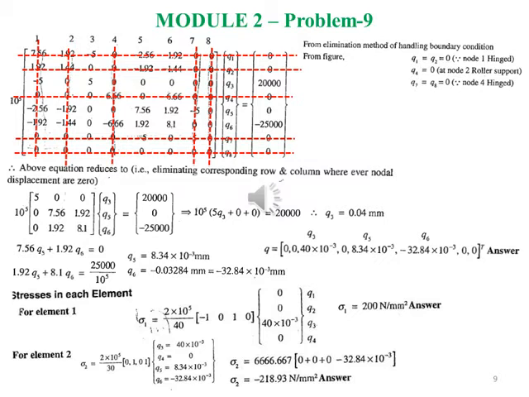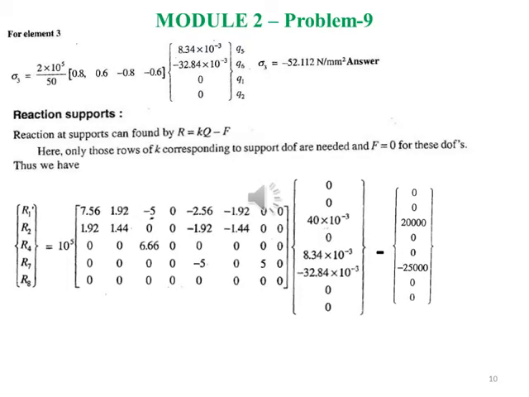Similarly, solving for sigma 3 and sigma 4 for element 3 and element 4. We will move to the next slide. So sigma 3 is nothing but 2 into 10 power 5 divided by 50 into [0.8, 0.6, minus 0.8, minus 0.6] into [0.00834, minus 0.0324, 0, 0]. So sigma 3 is minus 52.112 Newton per millimeter square. Similarly, sigma 4 we will get as 41.7 Newton per millimeter square. So the total reaction forces can be obtained from the equation R is equal to K into Q minus F.